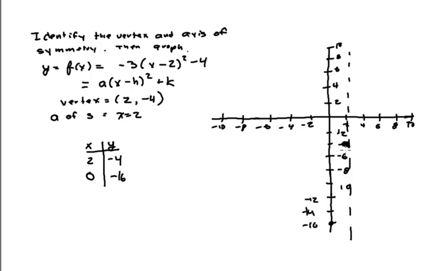Now if we did that right, we should get the same coordinate, the same distance over here to the right hand side. So when x is 4, I should also end up with negative 16. Let's see if I do. 4 minus 2 is 2. 2 squared is 4. 4 times negative 3 is negative 12. Negative 12 minus 4 is negative 16. So yes, that's correct, and it also gives me some confidence that I did it right on the other one.